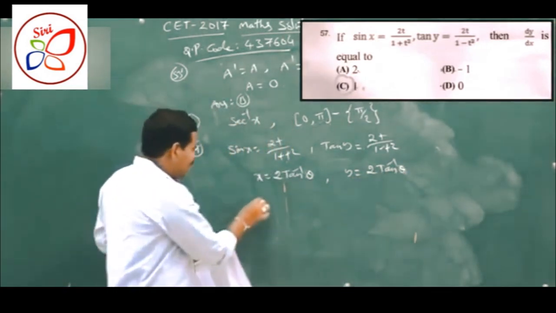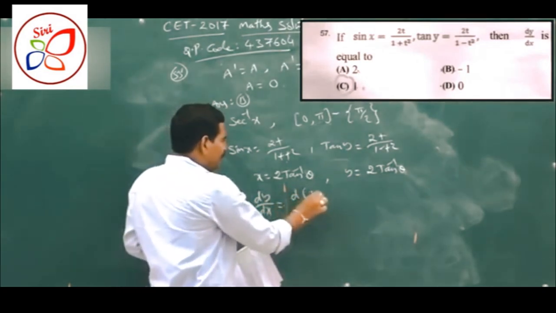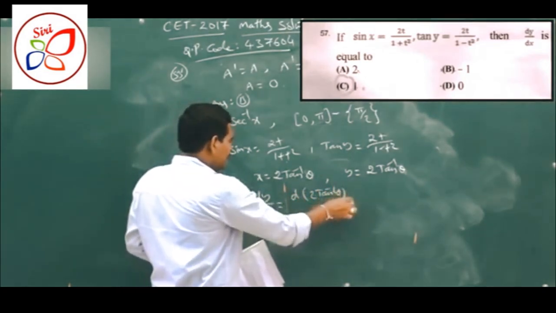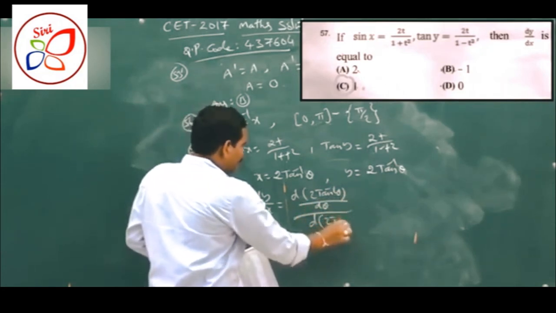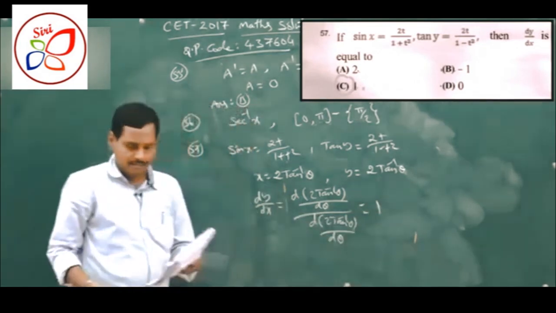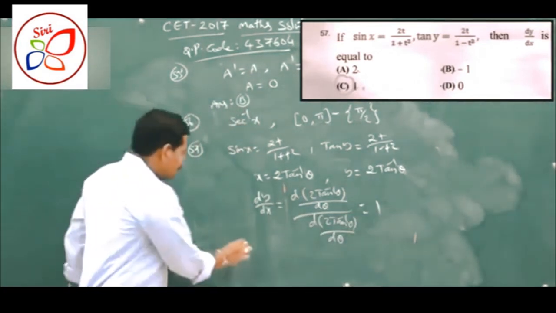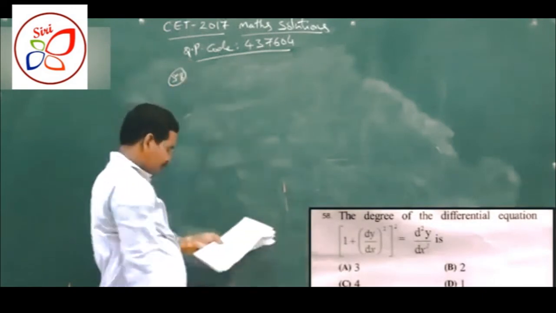So, what is dy by dx? Dy by dx means derivative of 2 tan inverse theta by derivative of 2 tan inverse theta only. Both are the same, the value is 1, which is given in the third option. Answer is C. Question number 58.